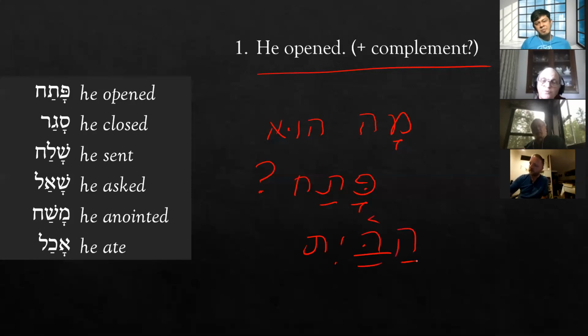If you say his house, then you do go with that A and it becomes beito. Hu patach et beito. He opened his house. Okay, hu patach et habayit.